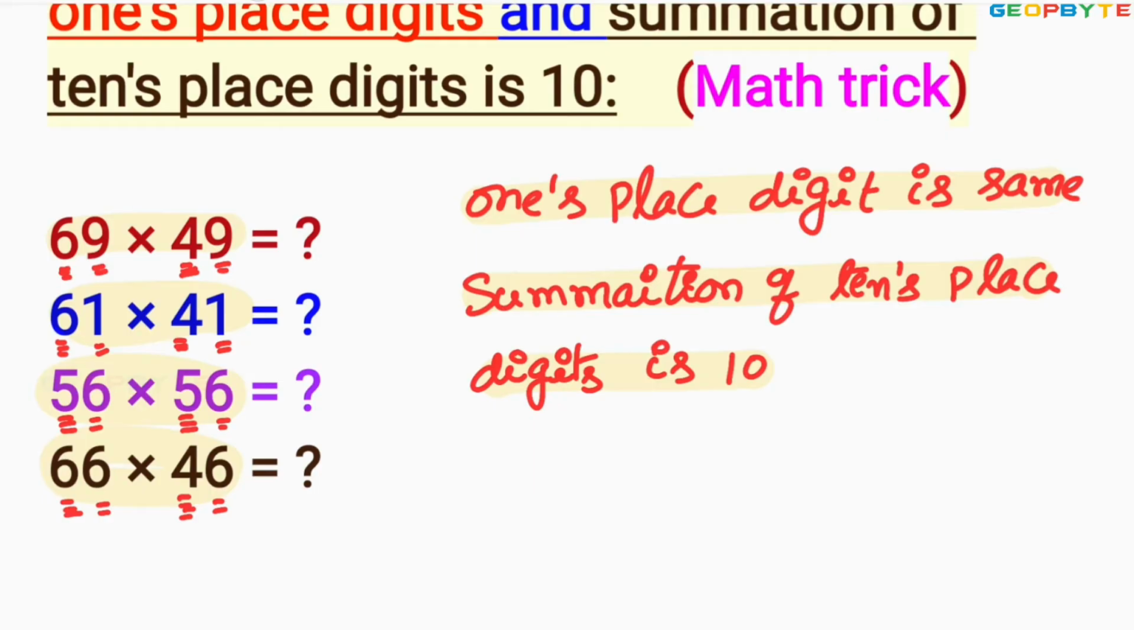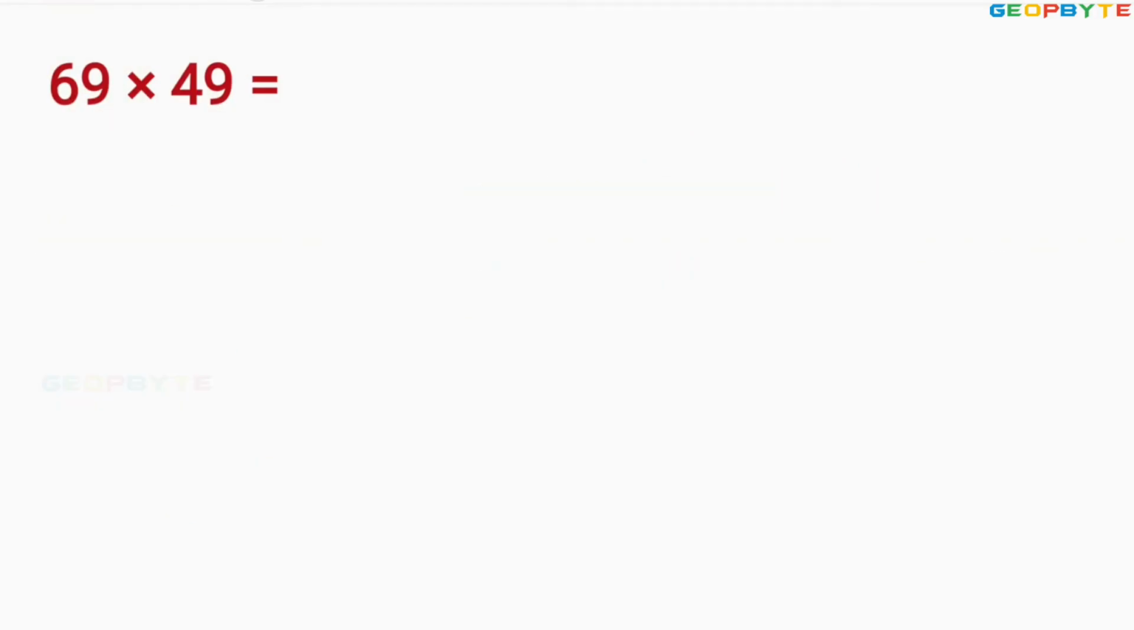Let us take the very first one. 69 into 49. Once again, here the ones place digit remains the same and the summation of the tens place digits equals 10. For this case, you multiply the ones place digits first. 9 into 9 equals 81. You write that 81 here.